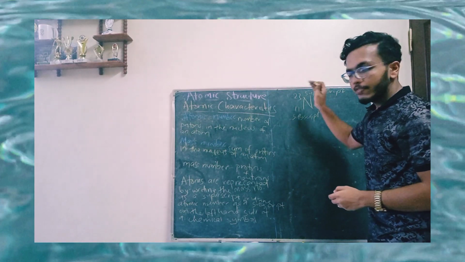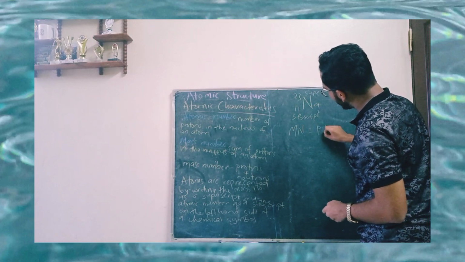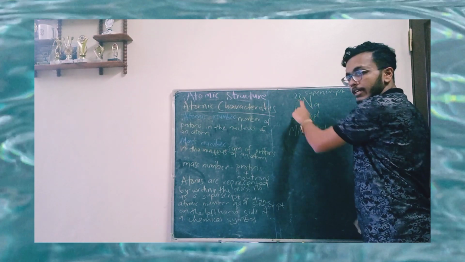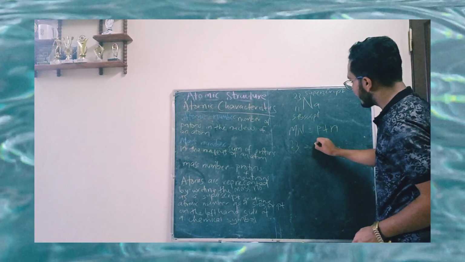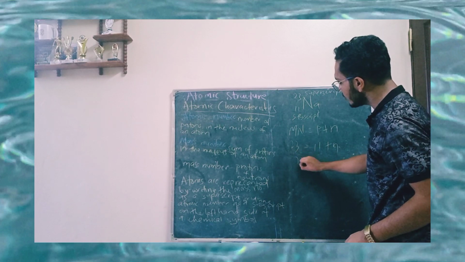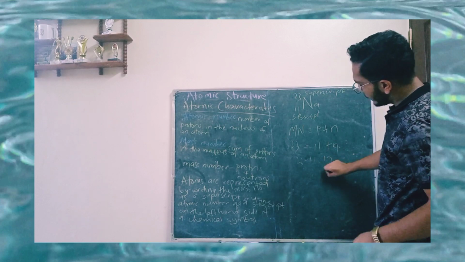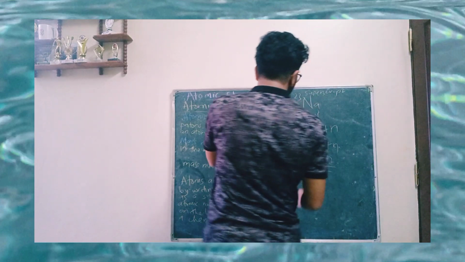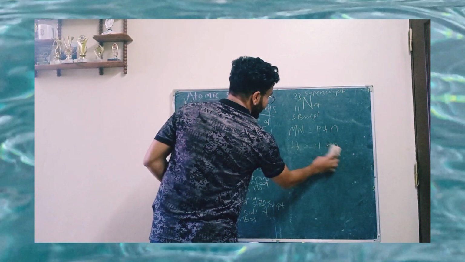What does this help you derive? If mass number is equal to protons plus neutrons, and the mass number here is 23 and the protons here are 11, how many neutrons are there? 23 minus 11, which comes to 12. So this helps you derive the number of neutrons in sodium, which is 12. Now an example for you.